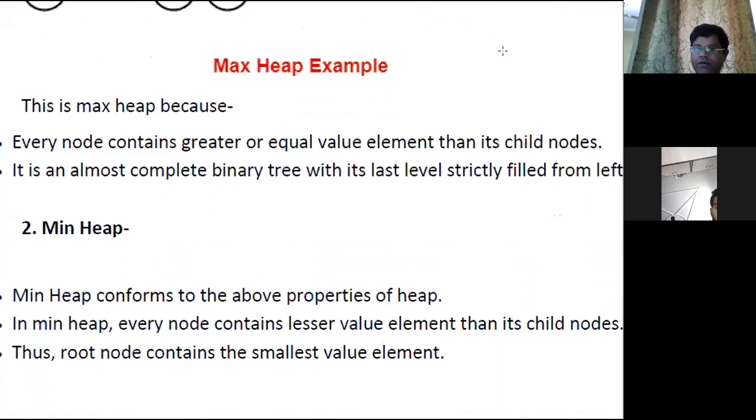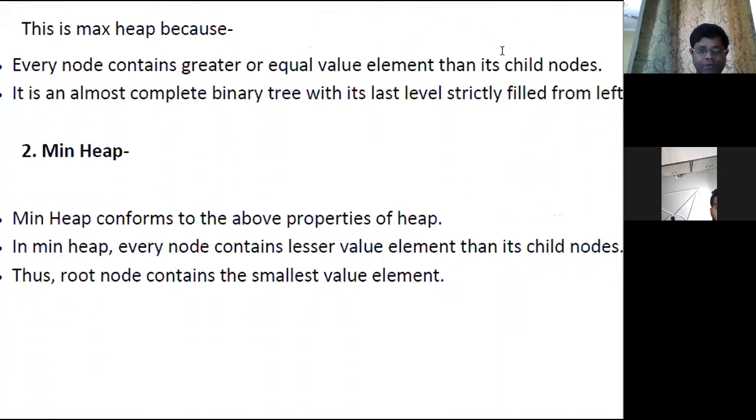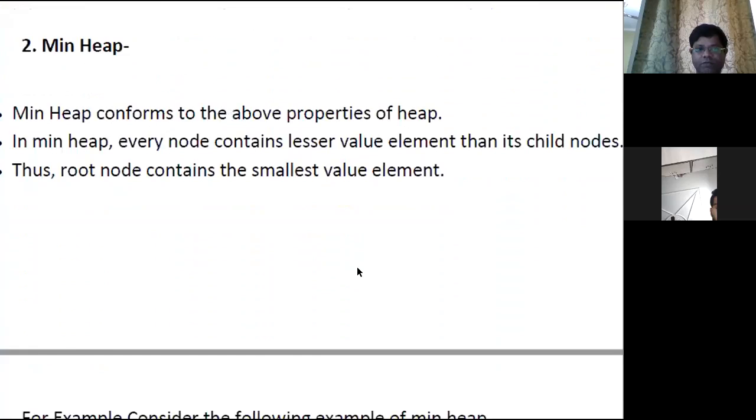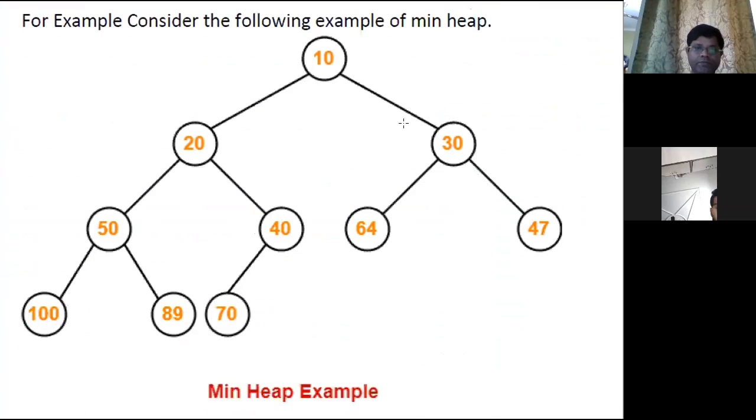Now the second binary heap type is min heap. In min heap, every node contains a lesser value than its child nodes, and the root node contains the smallest value. It means that's the reverse of max heap. Just take an example. Suppose again I am taking the example in which there are 1, 2, 3, 4, 5, 6, 7, 8, 9, and 10.